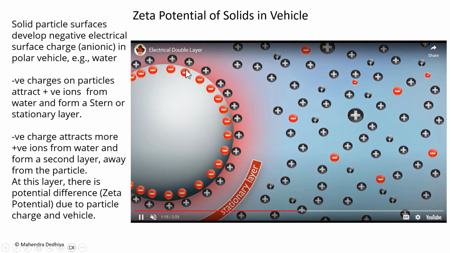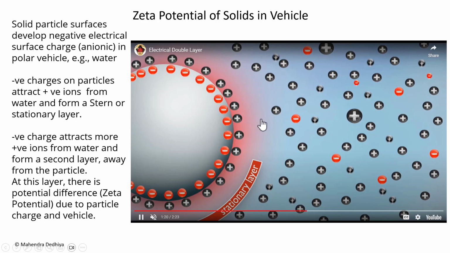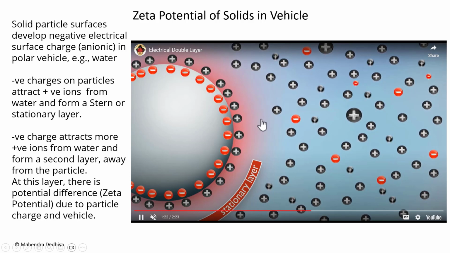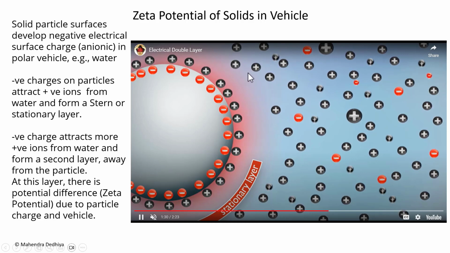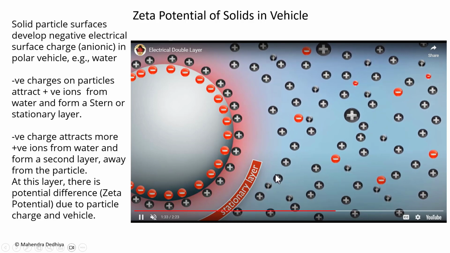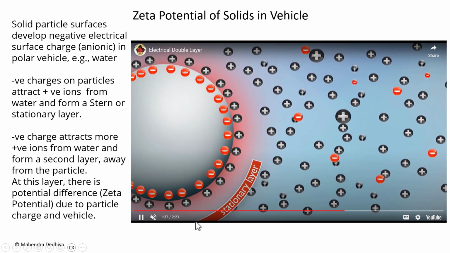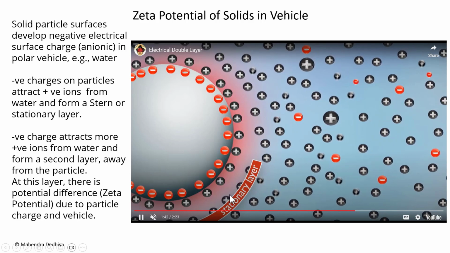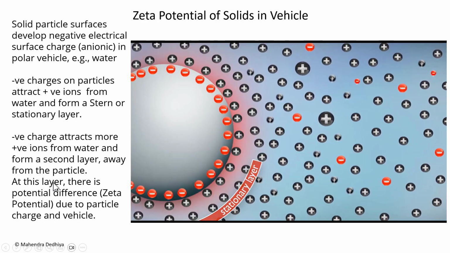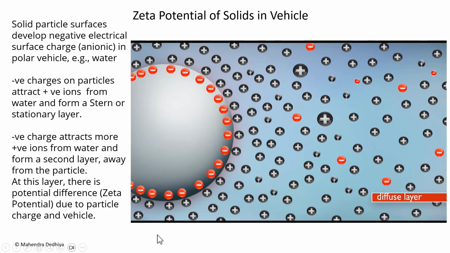This is not sufficient to neutralize negative charge. So negative charge still keeps on attracting the positive charge. This attraction forms a second layer, beyond which everything is neutralized. Diffuse layer.